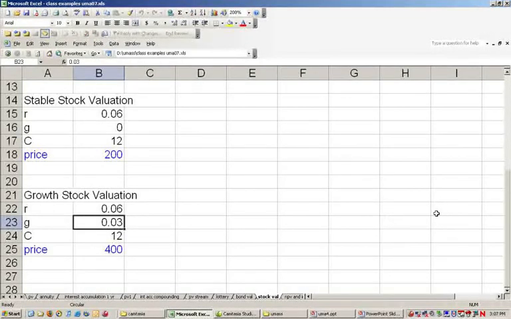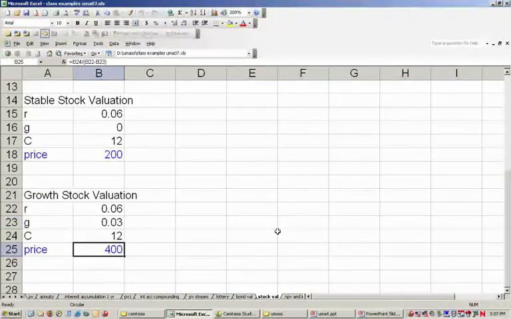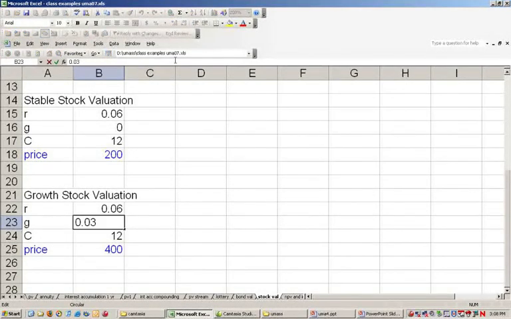Now, just to reinforce that point, let's see what happens to our determined price if for some reason the market wakes up in the morning and says, oh, this firm is not really expected to grow at 3% anymore. It's expected to grow only at 2%. I'm simply going to change the G in our growing perpetuity formula from 3% to 2%.